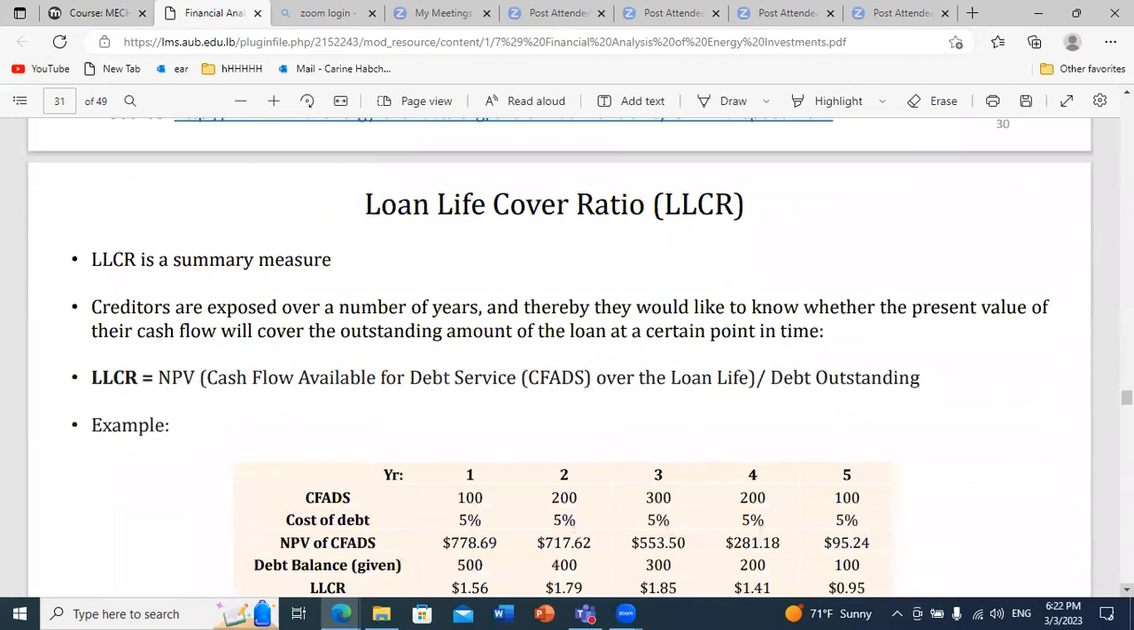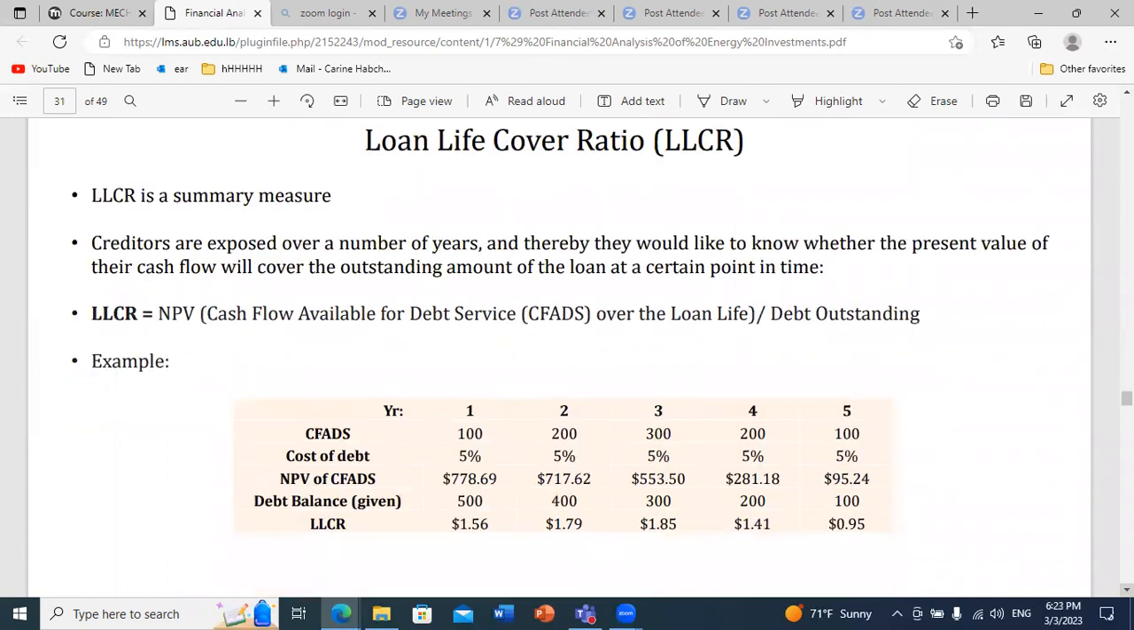So, for example, here we can consider the following table where we compare the loan life cover ratio. The LLCR is a summary measure. It can give us, for different years, what the debt balance is and what the ratio of cash flow to debt is, to decide if our project will allow us to pay the debts or not.